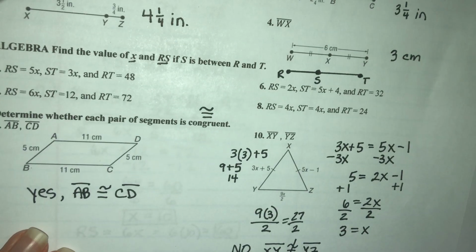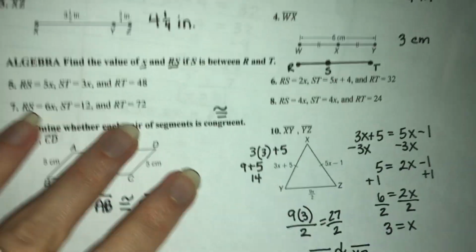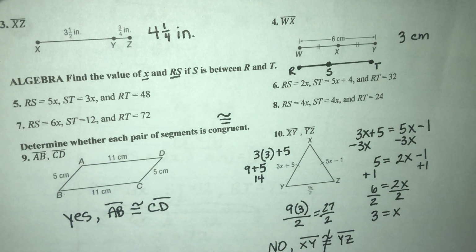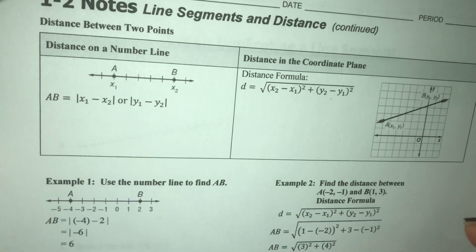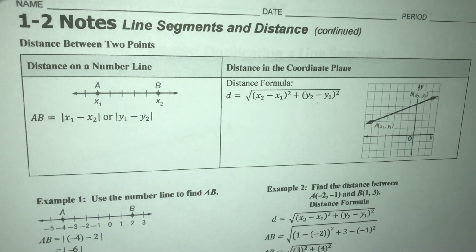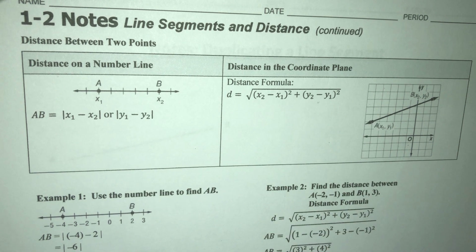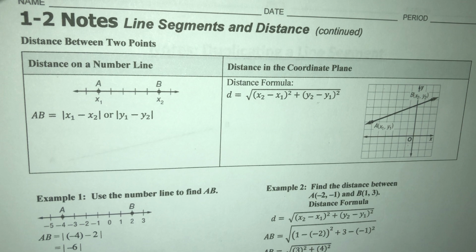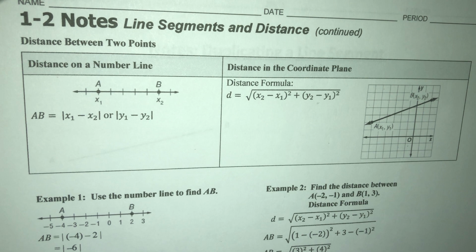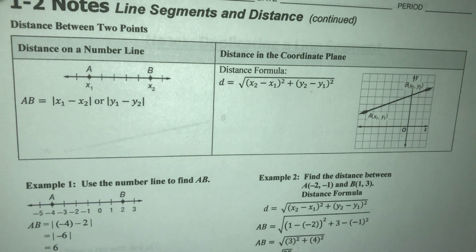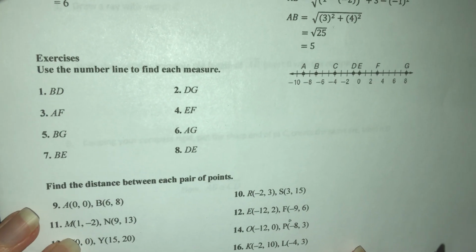Now we're going to go to the back of this paper and scoot on over to the next problem, which has to do with distance between 2 points on a number line or on the coordinate plane. We're going to start with the distance between two values on the number line. This might seem sort of easy to you, and that's okay if it is. We're going to jump down here to look at these exercises.